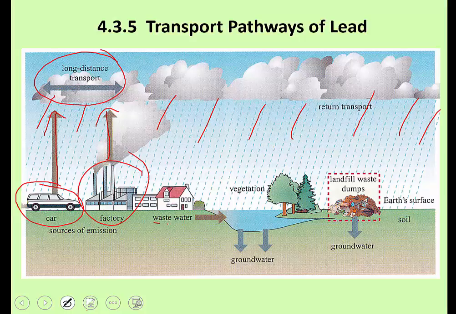Wastewater, if it doesn't get pulled out of the wastewater, if it's not treated properly, ends up getting into our reservoir systems, gets into our groundwater, uptake by vegetation, trapped in the soil. And also, here's another source, waste. So when we have lead batteries, things like that get dumped, that eventually migrates into the groundwater. And so we just end up with these sinks of lead.